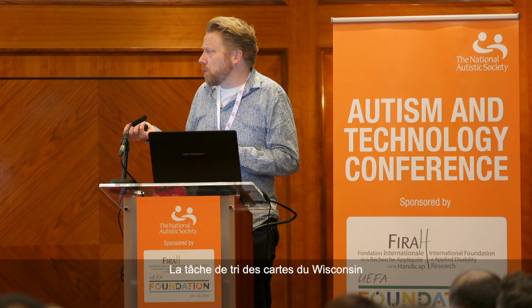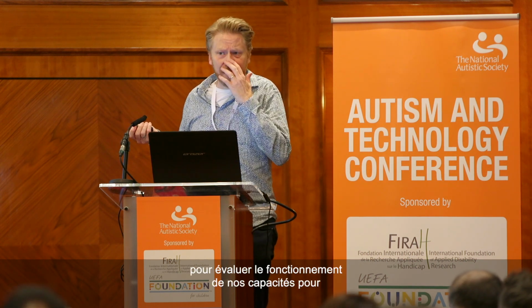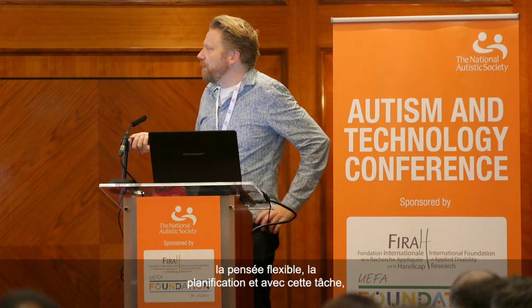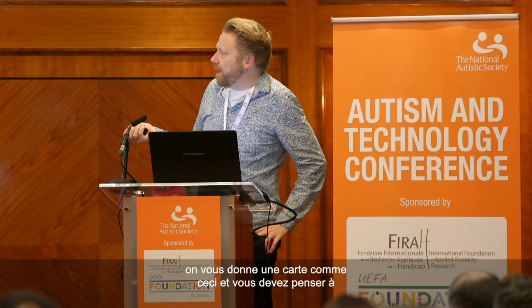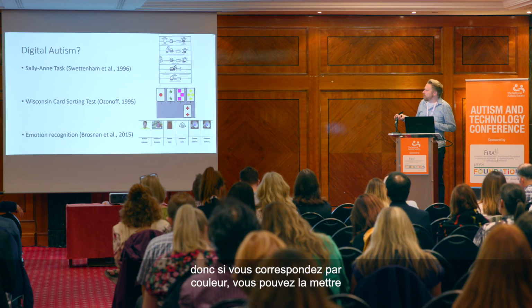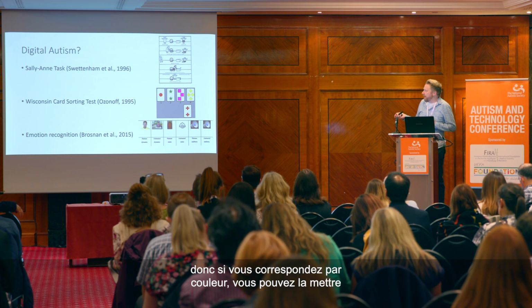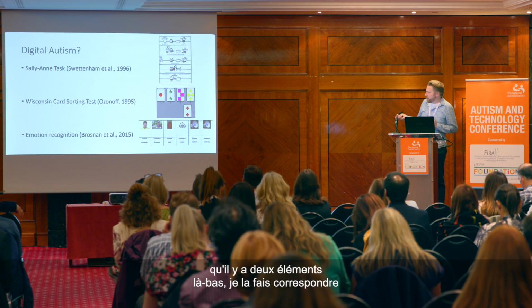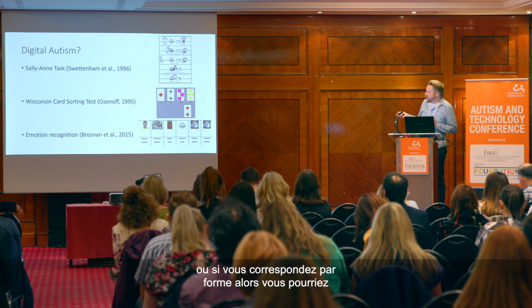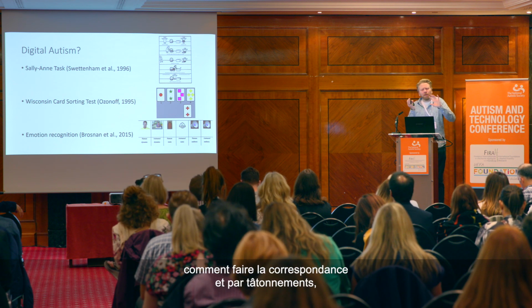Also, the Wisconsin card sorting task is used to assess executive functioning, our capacities for flexible thought and planning. With a task like this, you're given a card like that, and you have to think of a rule to match it to one of these. So if you're matching by colour, you might put it here. If you're matching by number, and you think, well, there's 2 elements there, I'll match it there. Or if you're matching by shape, then you might put it on this one here. So you've got a choice to think, how am I going to match that?